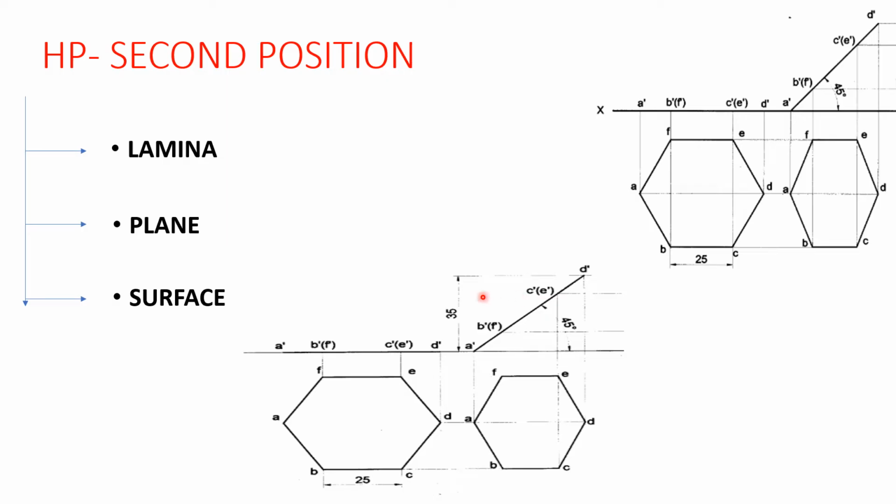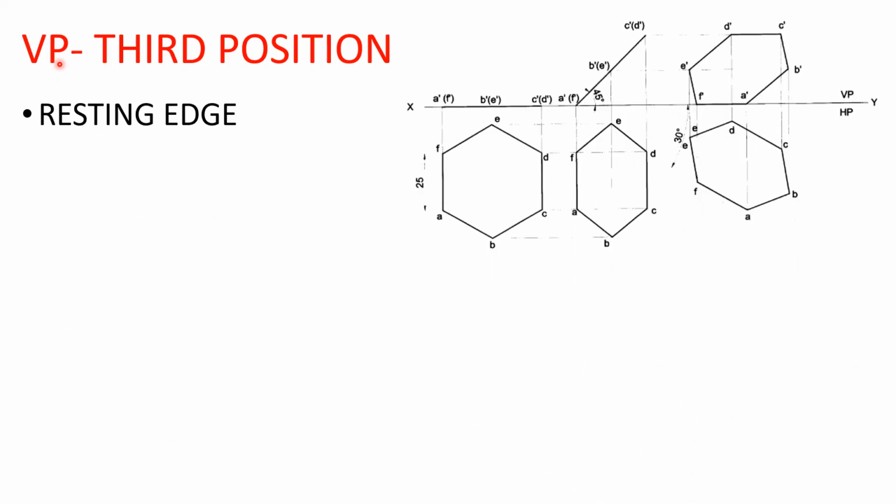Okay, they have given this one and we need to find this one. So that is with respect to the second position, with respect to the HP. The conditions will remain similar with respect to the VP also. Okay, and the last one is the third position, that is with respect to the VP. So here we are going to have the first condition, the resting edge.